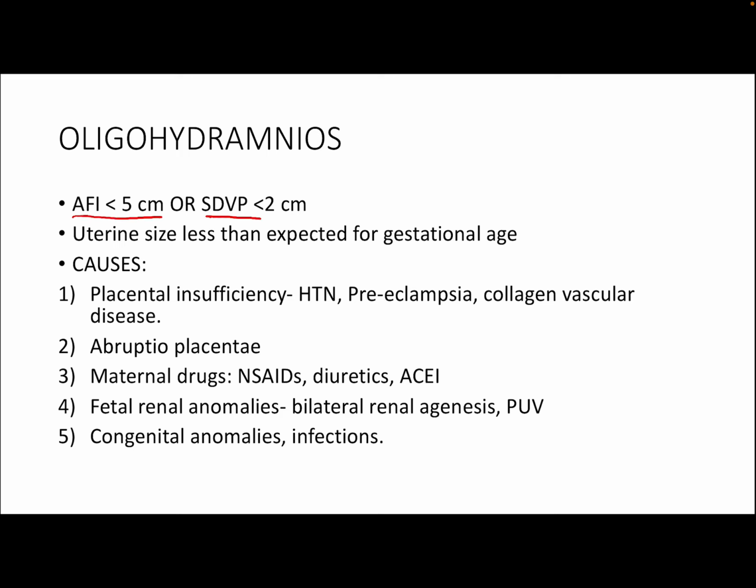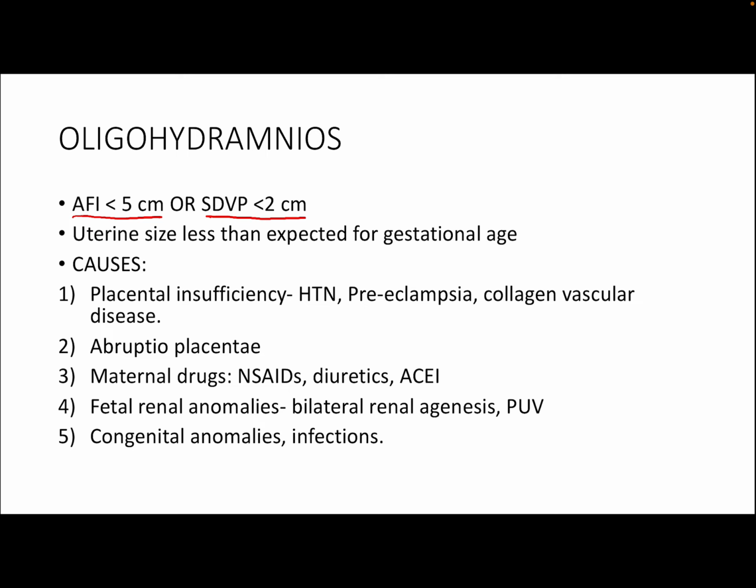So coming to oligohydramnios, an AFI of less than 5 centimeters or a single deepest vertical pocket less than 2 centimeters is defined as oligohydramnios. On examination, the uterine size will be less than that expected for the gestational age. So there are various causes for oligohydramnios. The first is placental insufficiency due to causes like hypertension, preeclampsia, and collagen vascular disease in the mother.